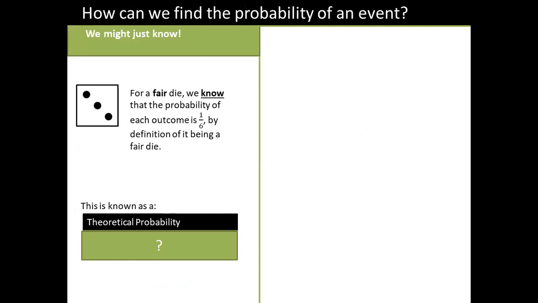Now, how can we find the probability of an event? For example, a dice. We know that the probability of each outcome is 1 over 6. So you get 1, the chance is 1 over 6. You get 2, the chance is 1 over 6. 3, 1 over 6. So 4, 5, and 6. All of that, you have a chance of 1 over 6 for each number. We call that the theoretical probability because we know the underlying probability of an event.